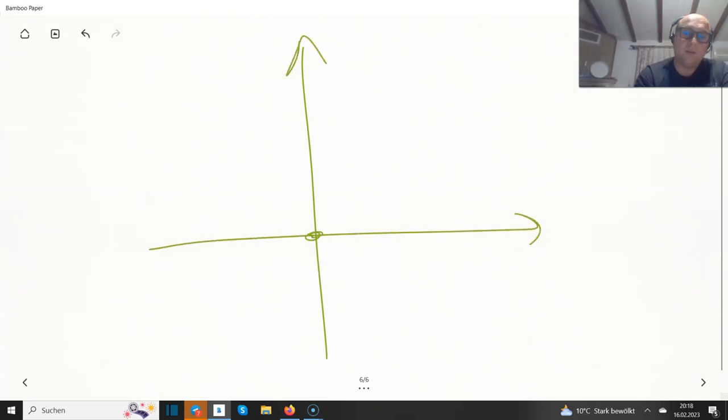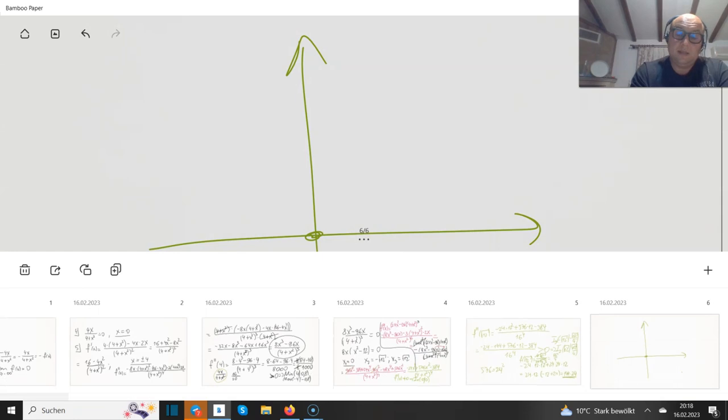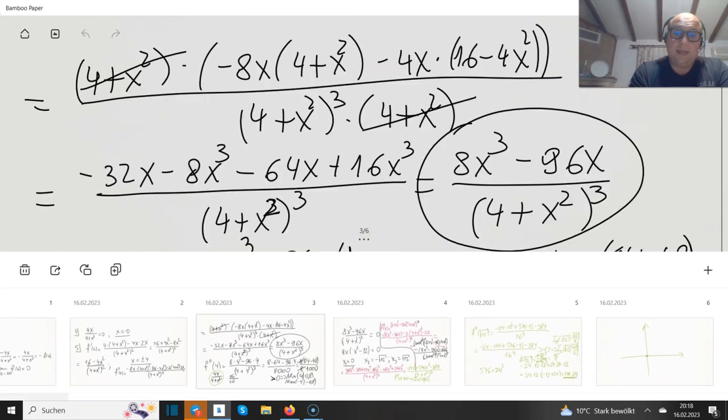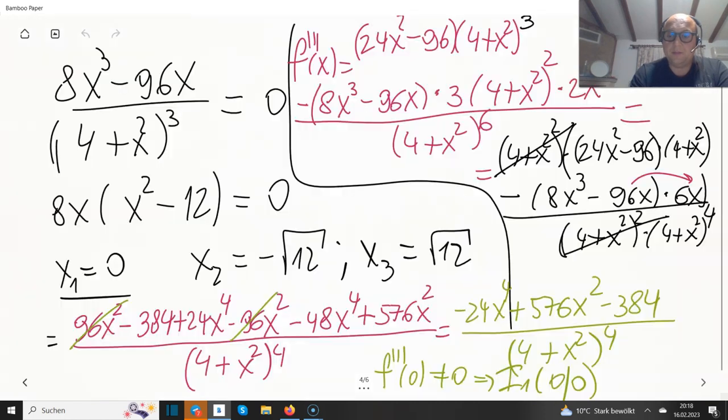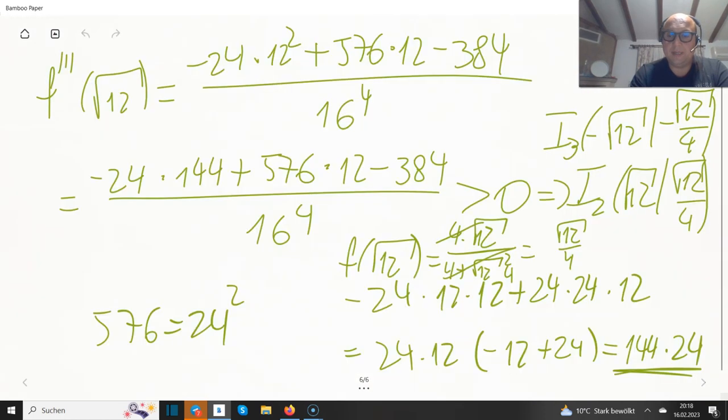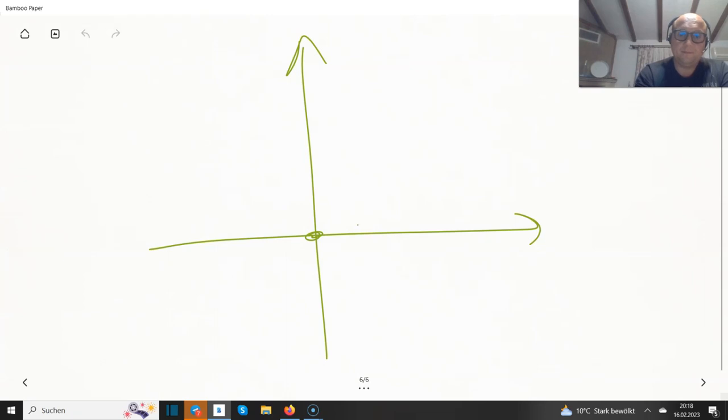So 0, 0, we got it. Extreme values, we had it at 4, very close to 0, I think. Yeah, 4 and minus 4. 4, 0.8. 1, 2, 3, 4, minus 4, minus 0.8. All right, we're going to go to plus and minus infinity. We're going to go to 0 in both cases.